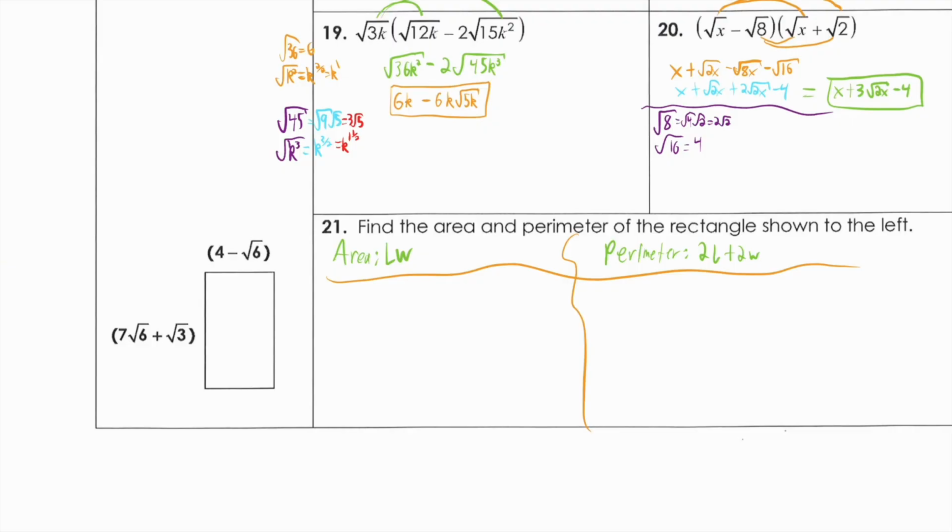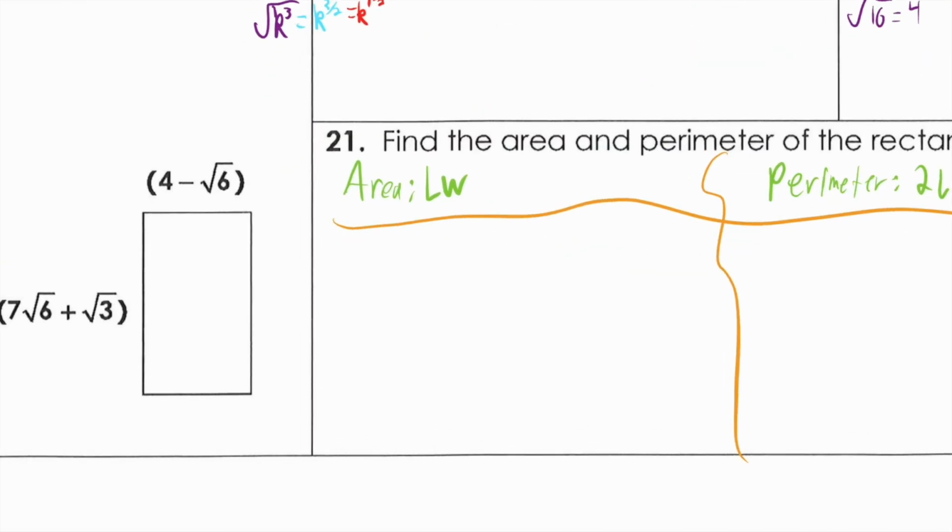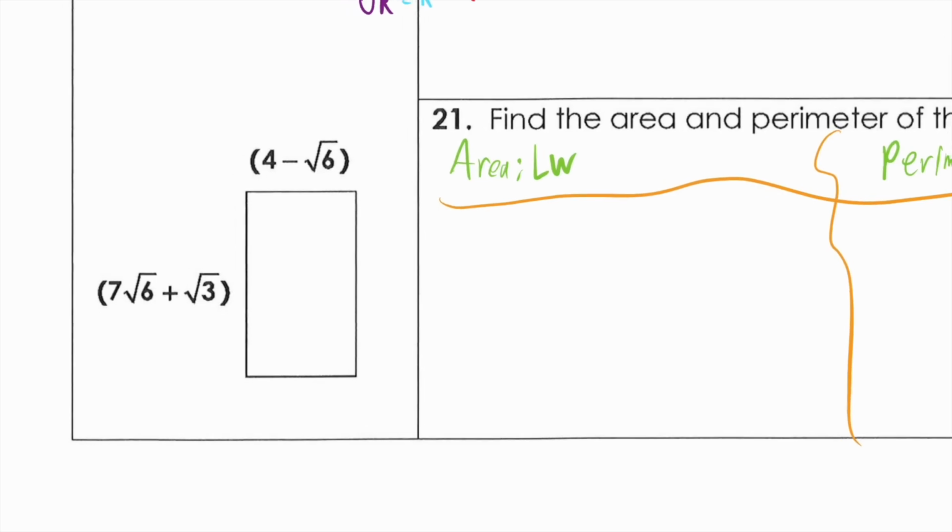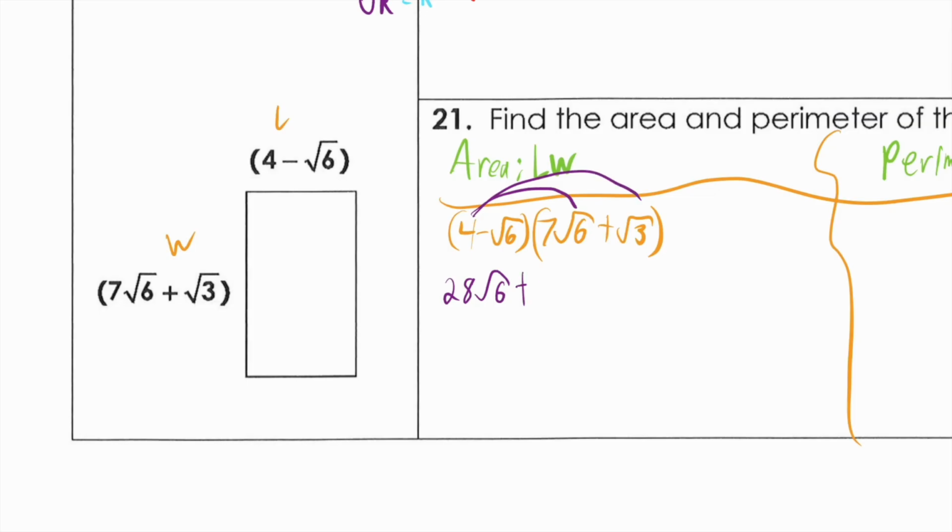It doesn't matter which one you call the length or which one you call the width at the end of the day. So if we find the area here, let's say I just call this the length and this the width. Once again, it's arbitrary, doesn't matter in the slightest. So I do 4 minus the square root of 6 times 7 square root 6 plus square root 3. I do 4 times 7 square root 6 and I get 28 square root 6. 4 times square root 3 is 4 square root 3. Negative square root 6 times 7 square root 6: square root 6 times square root 6 is again 6, so 6 times 7 is 42, so it's negative 42. And square root 6 times square root 3 is negative square root 18.